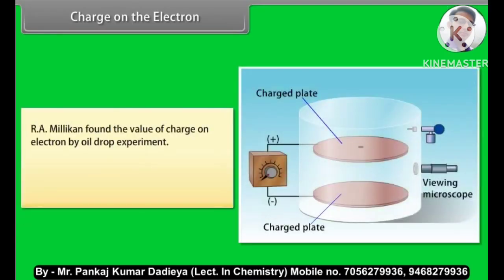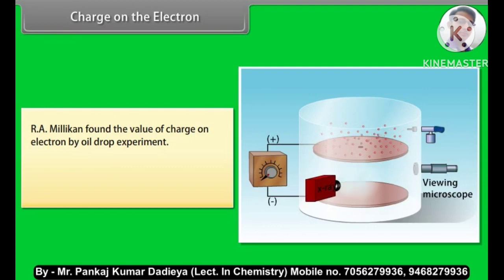Charge on the electron. R. A. Millikan found the value of charge on the electron by oil drop experiment. The oil droplets enter the apparatus through a small hole and are allowed to fall in between two charged plates. The motion of the droplets is observed with a microscope.